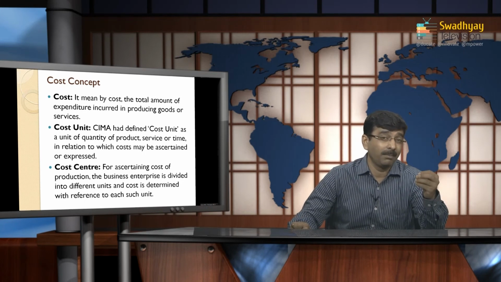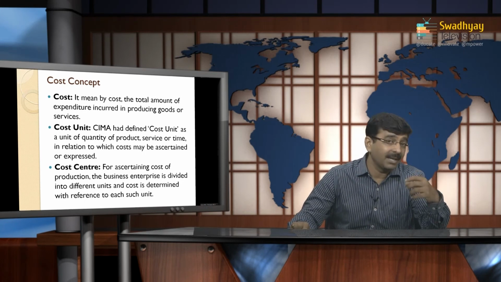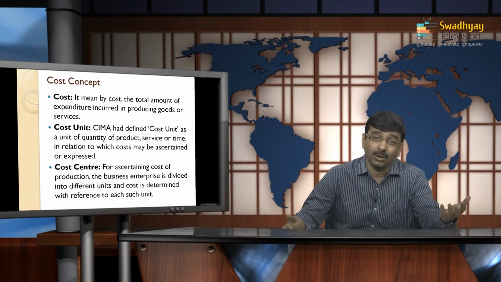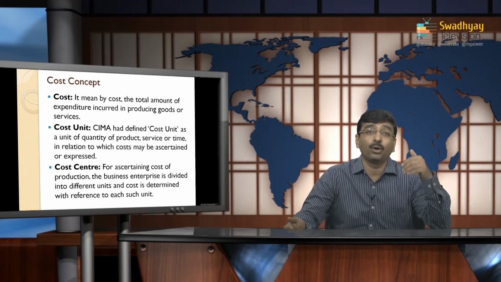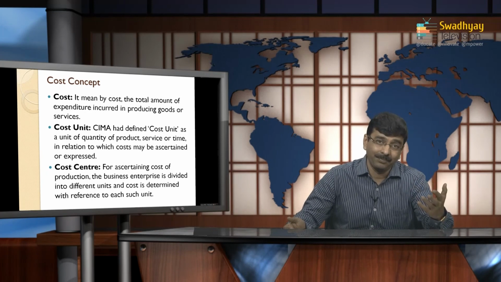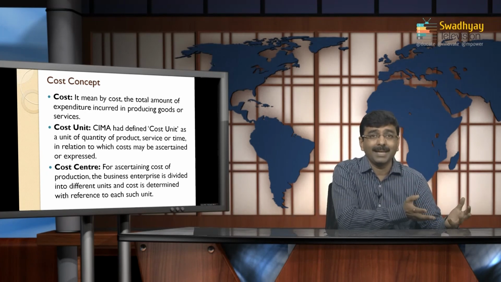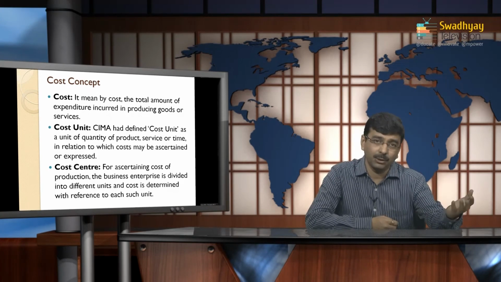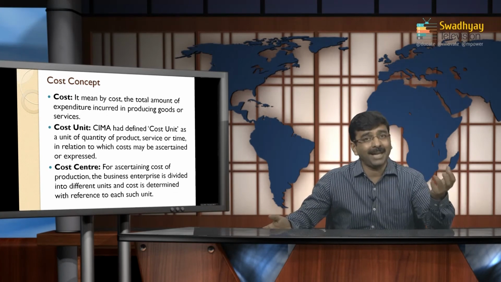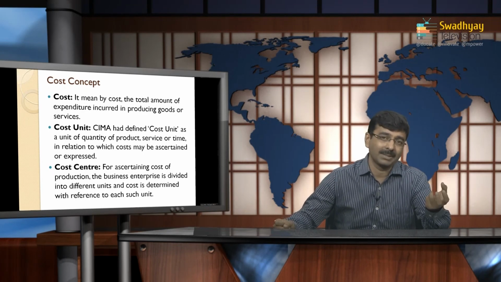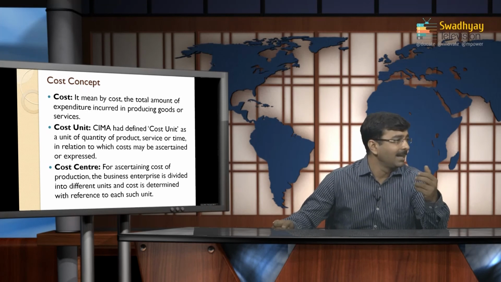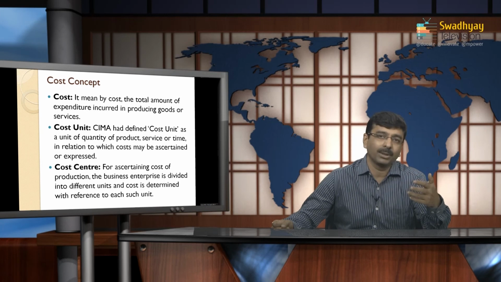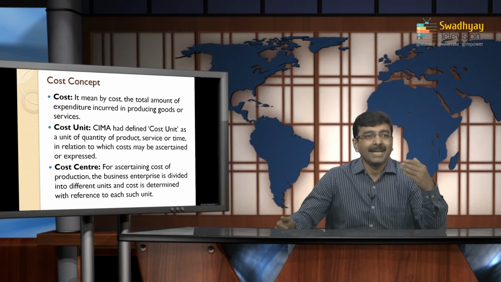Cost unit is very important, because without identification of the cost unit you cannot identify the cost. A cost unit is a quantity of a product or a service of time. For a manufacturing unit, it is the quantity you are manufacturing; for providing services, time is the concern for the service sector. According to CIMA, a cost unit is a unit of quantity of product, service or time in relation to which the cost may be ascertained or expressed.